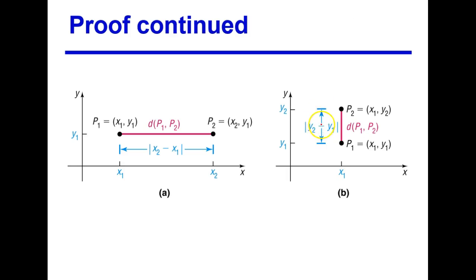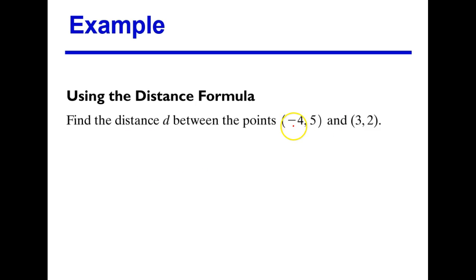Okay, so now still looking at this same proof, we're just looking at distances, so we will always have this absolute value. Now we're going to use the distance formula. We can find the distance between these two points either by using the distance formula or by drawing a triangle and finding the lengths there. But for this example, we're going to go ahead and use the distance formula.